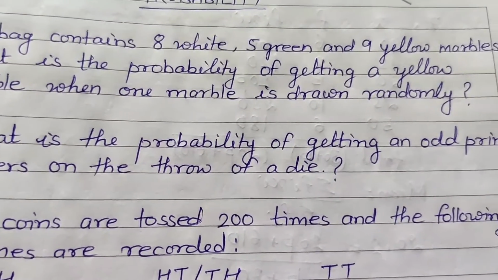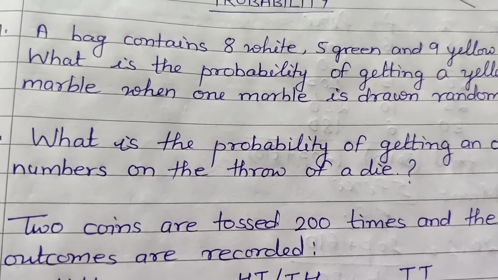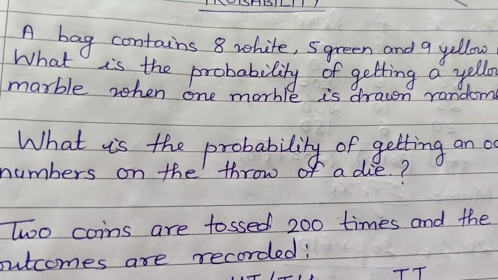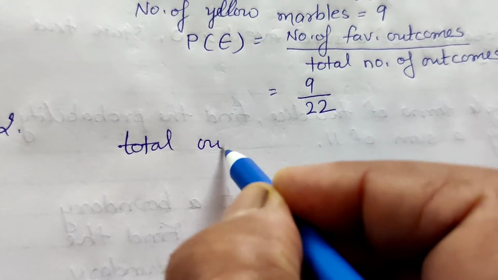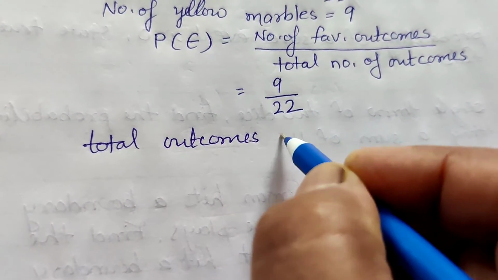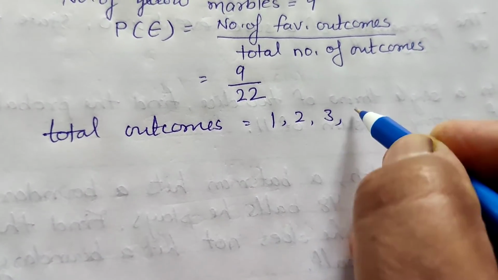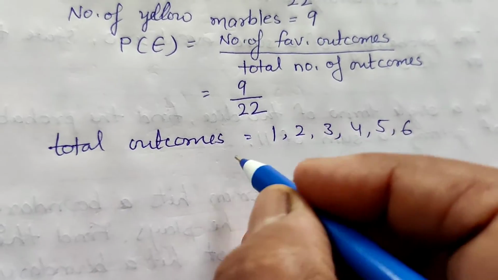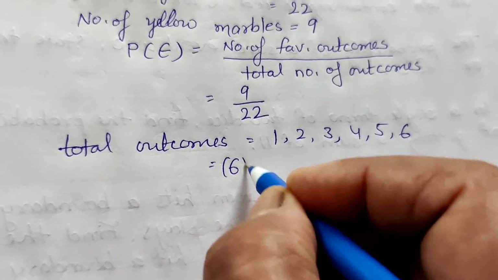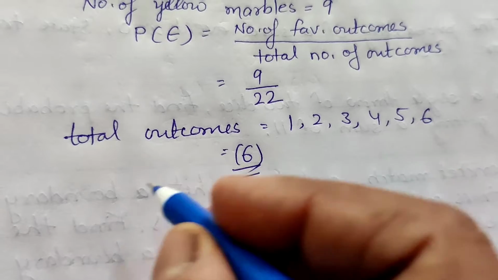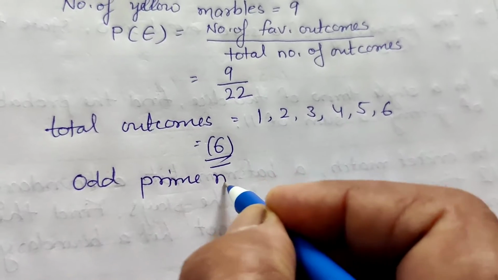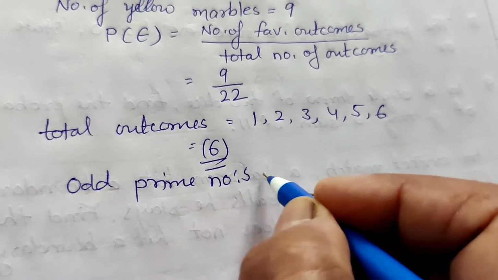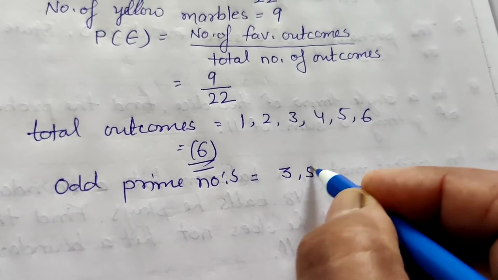What is the probability of getting an odd prime number on the throw of a dice? Odd prime numbers on the throw of a die. When we throw a die, we get the total outcomes. How many total outcomes? 1, 2, 3, 4, 5, 6. These are the outcomes. Now the total outcomes are 6. Okay, and the odd prime numbers, 3 and 5, only 2.